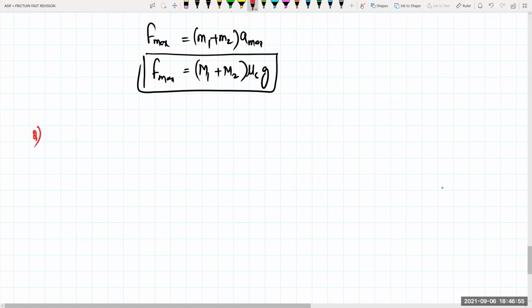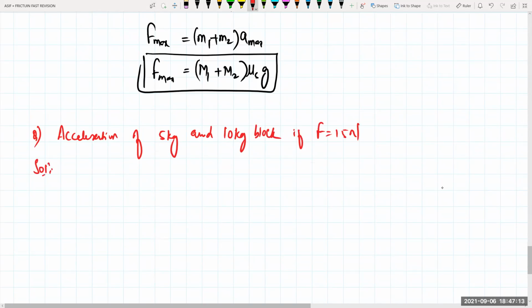So get an idea. Say for example, the question is: find the acceleration of the 5 kg and the 10 kg block if F is equal to 15 Newton. Okay, this is your question. This is your diagram. We have one horizontal force on this one. This one is your 5 kg and this one is your 10 kg, on a horizontal surface. And you are applying the force on the upper block. Capital F is equal to 15 Newton.